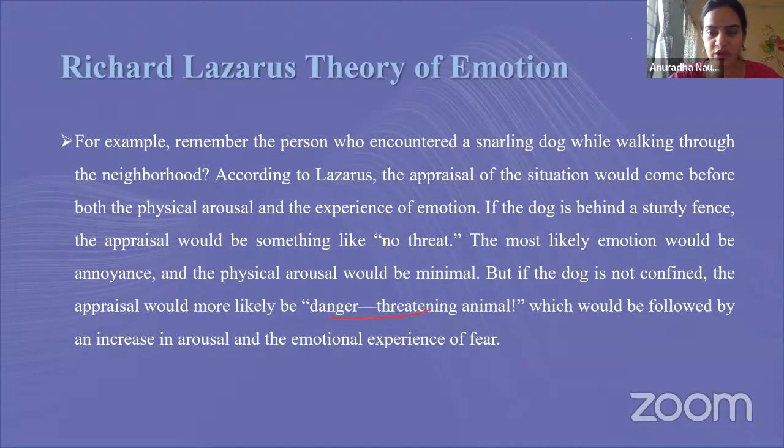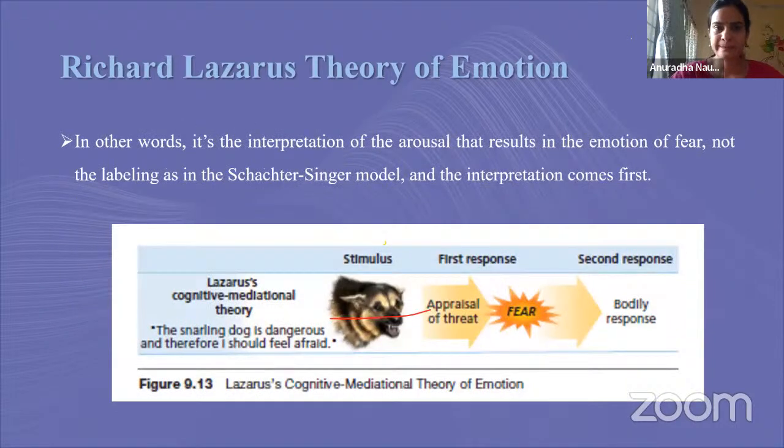So what is very important to see here is that Lazarus talked about there being mediation between our physiological arousal and our experience of emotion, and that will be by how we are appraising the situation. If a dog is growling and you're afraid of the dog, but the dog is behind a fence, you will not experience the emotion of fear, because you will be able to see that, okay, this dog cannot harm me, or this animal cannot harm me. In other words, it is the interpretation of the arousal that results in the emotion of fear, not the labeling, as in the Schachter-Singer model. The interpretation comes first.